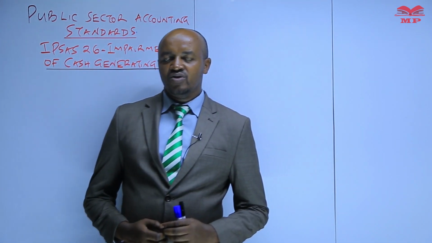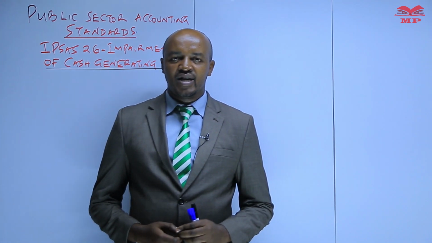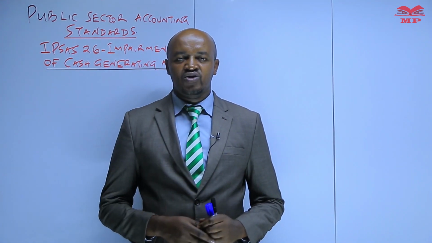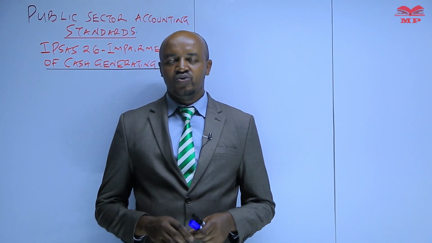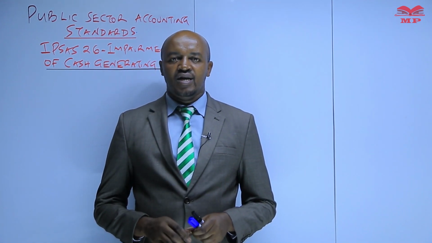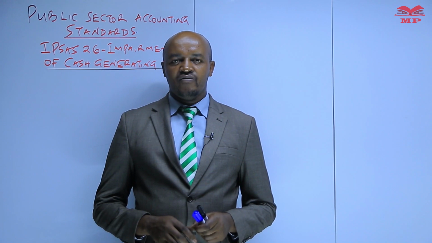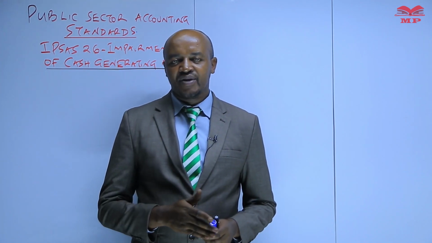So we are still continuing with the topic of public sector accounting, and in this particular session, I want us to look at IPSAS 26, which deals with the impairment of cash generating assets.